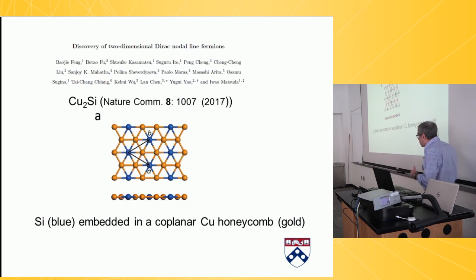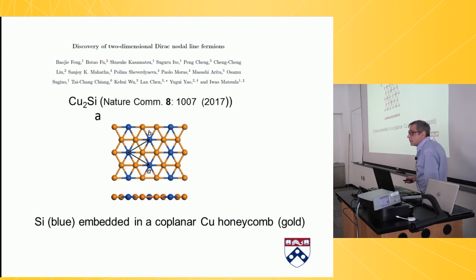Okay, so let me just briefly summarize what went on in that paper. Part of it was theory, part of it was experiment. This copper silicide is a two-dimensional material. Basically, the copper is on a honeycomb, and the silicons embed the honeycomb and bond into the copper network like so. And the DFT says if you make this thing freestanding, it'll be flat.